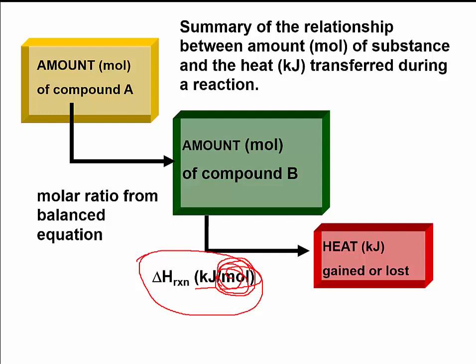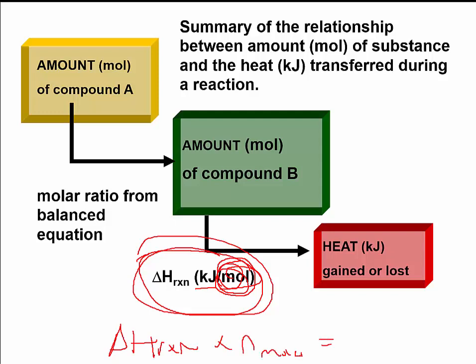But if you're talking about the amount of heat, you're going to take the heat of reaction, kilojoules per mole, and then however many moles you've got of your stuff, and you're going to multiply them together. So delta H reaction times n, the number of moles, is going to give you your heat in joules. Well, kilojoules in that case.